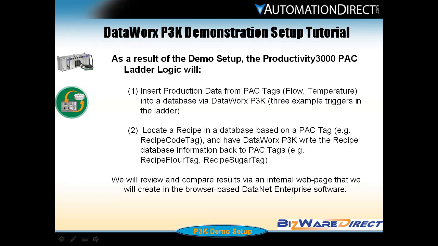As a result of the demo setup, the Productivity3000 PAC ladder logic will insert production data from PAC tags, such as flow and temperature, into a database via DataWorx P3K, and we'll use 3 different example triggers in the ladder. Next, it will locate a recipe in a database based on a PAC tag, such as RecipeCode tag, and have DataWorx P3K write the recipe database information back to the PAC tags, such as recipe flour and recipe sugar.